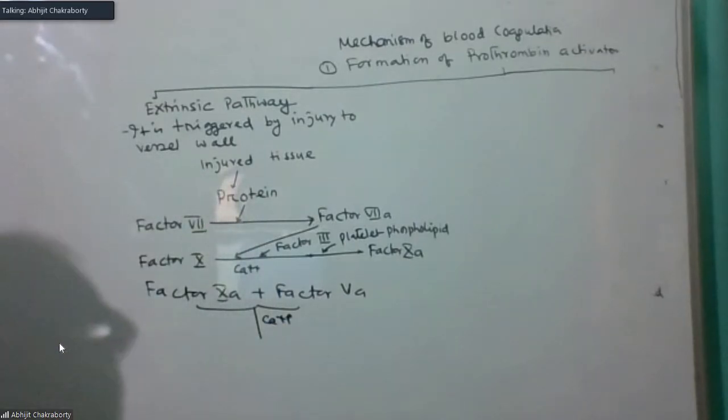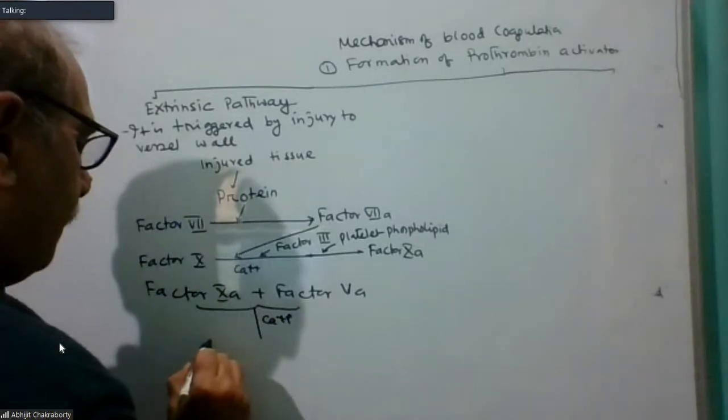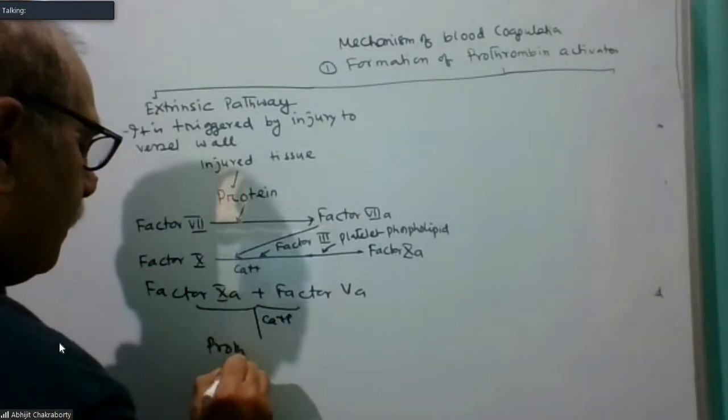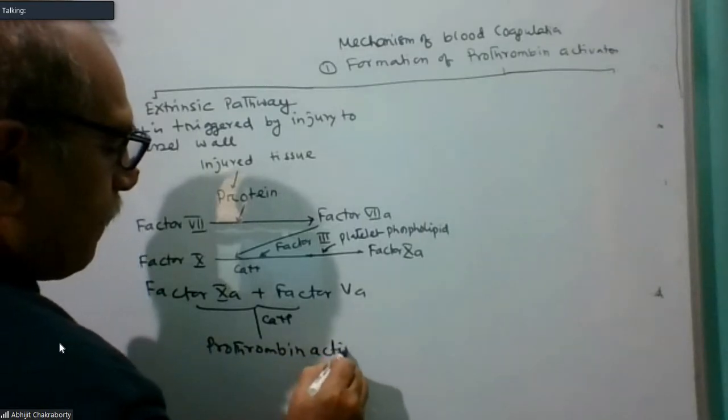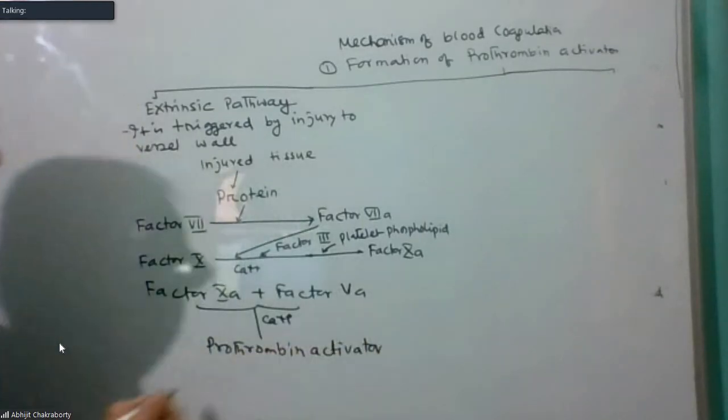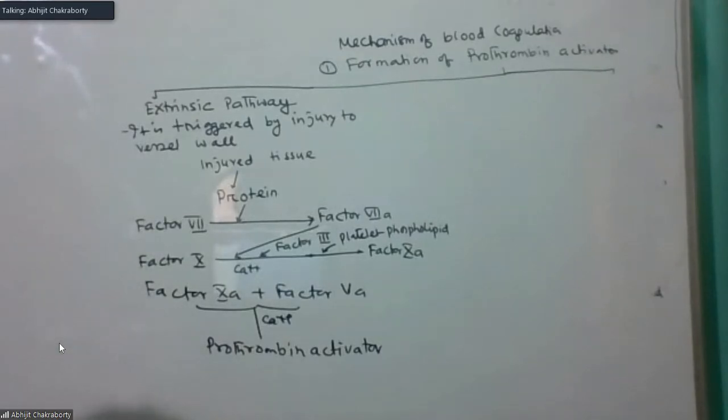Factor 10A plus factor 5A form prothrombin activator. Is it clear? This is the extrinsic pathway. And what happens in the intrinsic pathway?